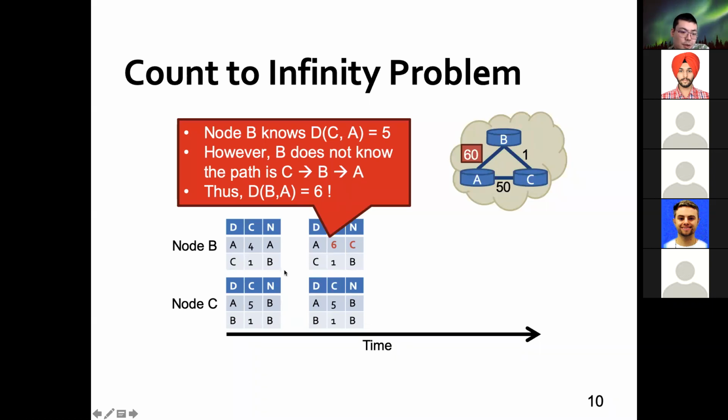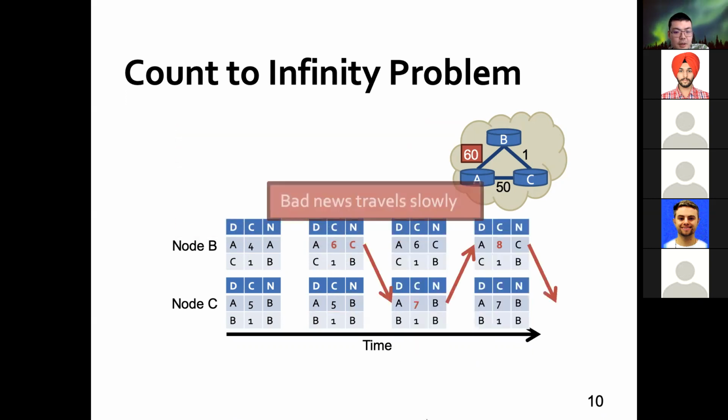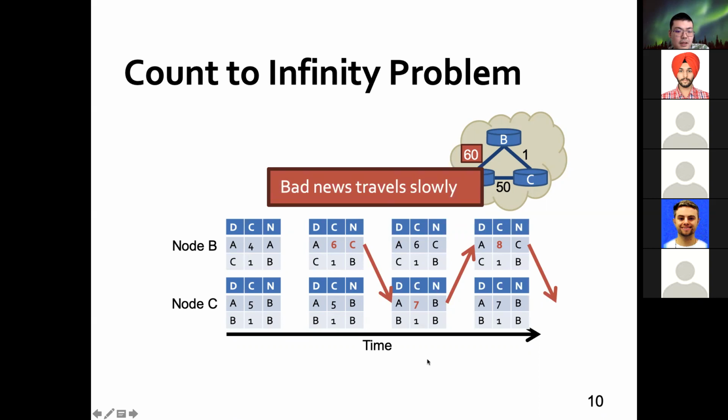Okay, for example, if you see A, A to C is via B, but it's exactly this link that is increased, right? You are not aware of that. So for that entry, you still reuse the outdated entry from the other node in the distance vector. Okay, then this situation goes on slowly all the way till you converge to 60. Okay, so this is the bad news traveling slowly.